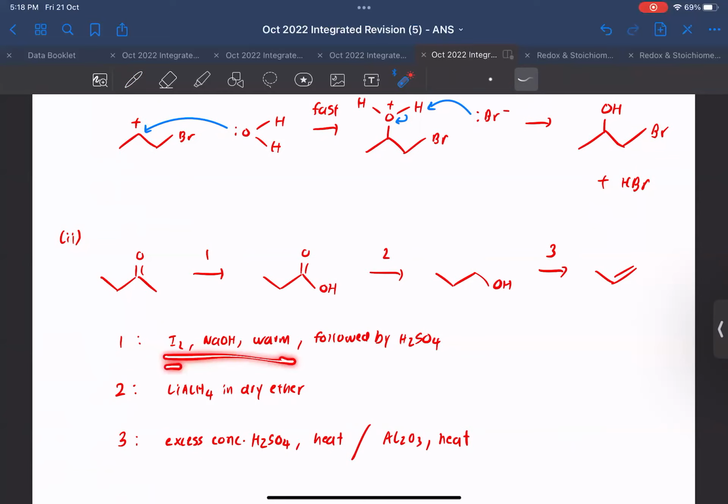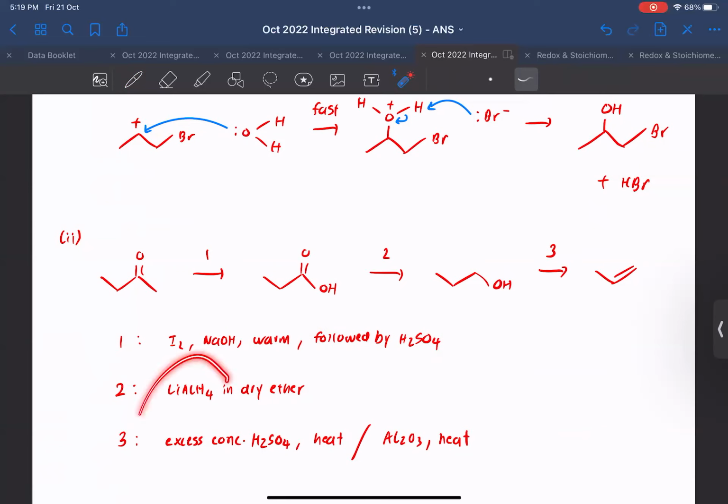Take note, this is the iodoform test. The iodoform test is done in alkaline conditions. That's how I get carboxylate salts. But I want to protonate it to become a carboxylic acid so that I can undergo further reactions. So I actually added this in over here, followed by H2SO4. I want to protonate the salt to turn it into a carboxylic acid.